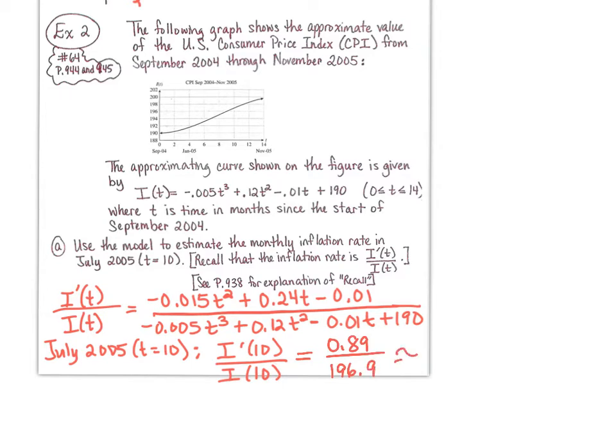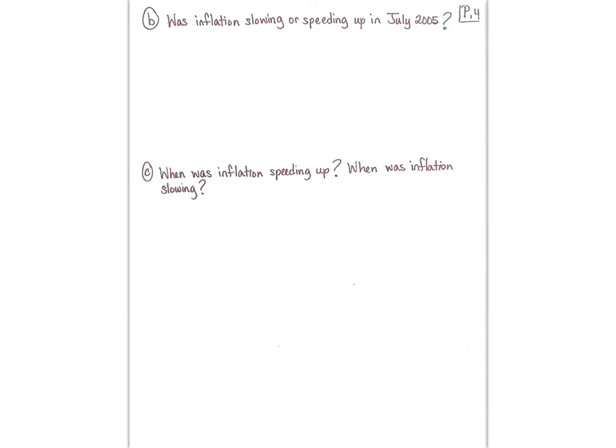And that's going to be approximately 0.00452, or in other words, 0.452%. So in other words, you would multiply this answer by 100 because you're looking for the percent, right? So that's estimating the monthly inflation rate. There you go.